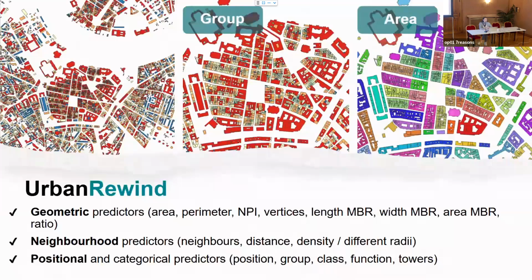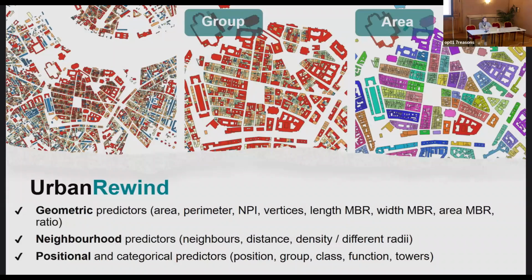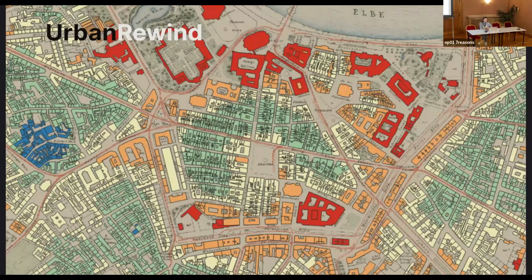So we grouped them as some geometric predictors, like, for example, the area, perimeter, number of vertices of each building footprint. Some neighborhood predictors, like, for example, the distance between the centroid of each building footprint, and some positional and categorical predictors. So, for example, if we have towers, if we have civil or religious buildings, and so on.